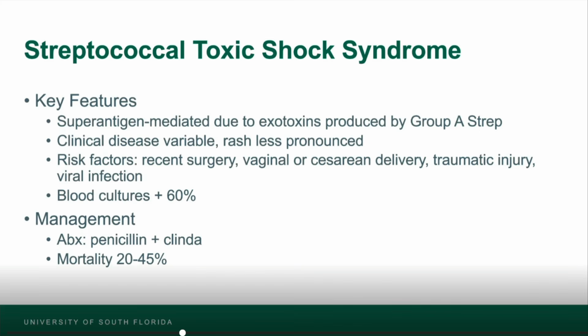And then strep toxic shock, you can get, as you guys were saying, toxic shock from staph or strep. This is more variable. The rash is less pronounced. More often people will be bacteremic from this. Yeah. And you usually have a risk factor, often recent surgery or traumatic injury or viral infection. And that's all.